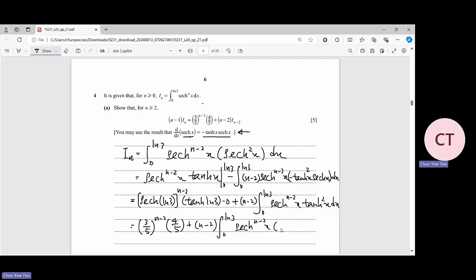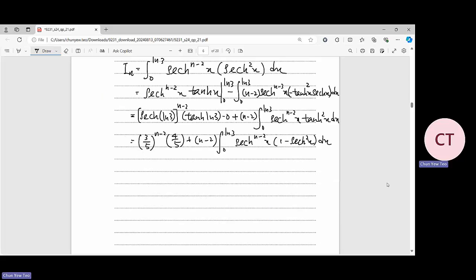become, what is the hyperbolic identity for the tan square? So the hyperbolic identity for tan square is sec square x minus 1, dx. And if you expand it further, this in front here is already settled, just take it down only. Now the second part over here, I just need to expand them, become sec power n minus 2 x minus the sec of the n x power n x.